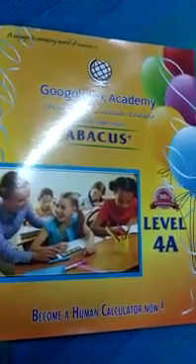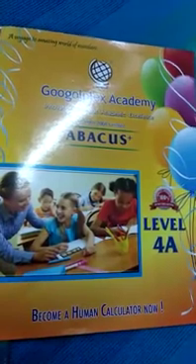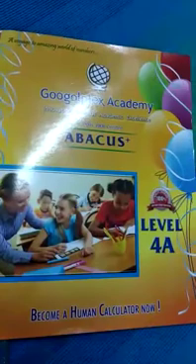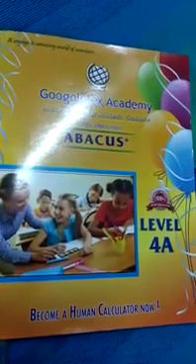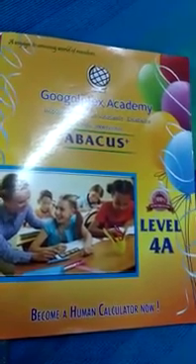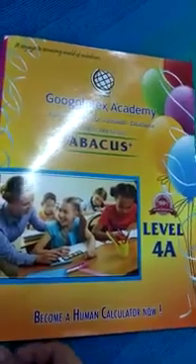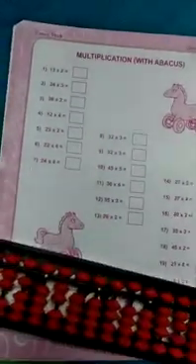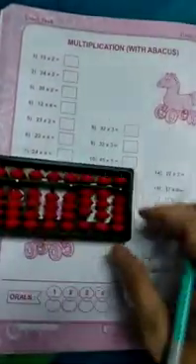In our previous class, we studied combination formulas for subtraction, that is for minus 9, minus 8, minus 7, minus 6. Today we will learn how to do multiplication on the abacus. So take out page number 32. On page number 32 we have multiplication questions. Let's start it.